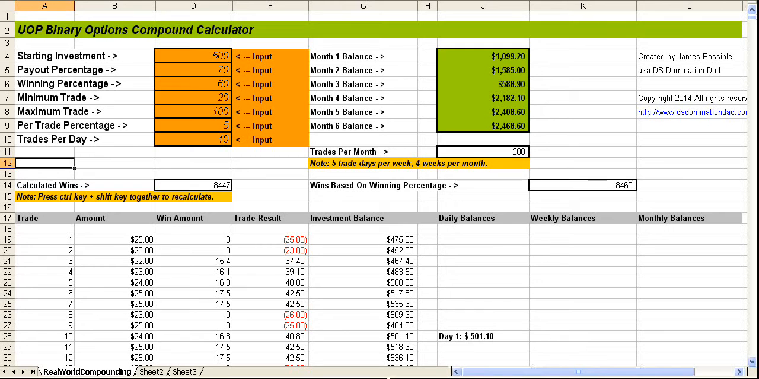That's pretty close. 8,447 versus 8,460. So there's fewer wins calculated, and you still have a wonderful outcome here. Your first month, you've doubled your money. Second month, you've tripled it. But then third month, look at that. You drop down. You're still ahead.